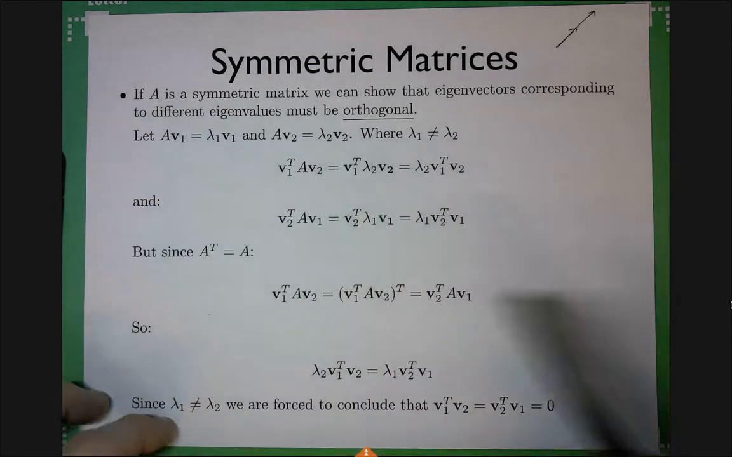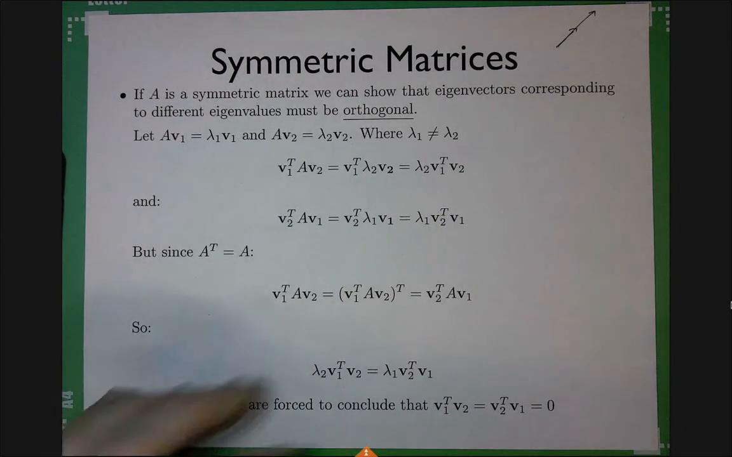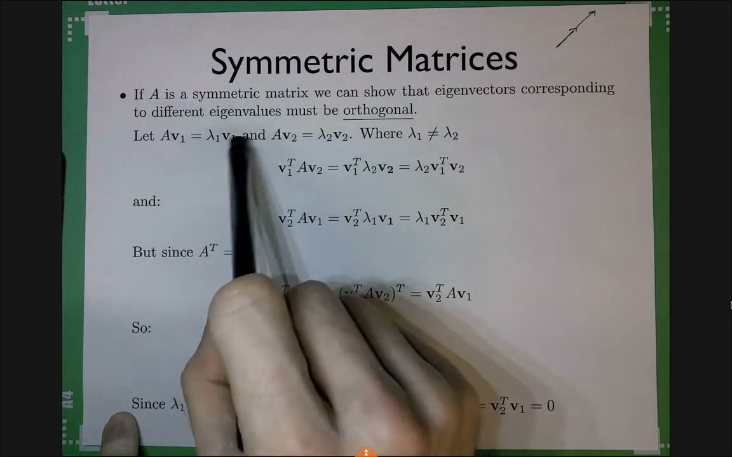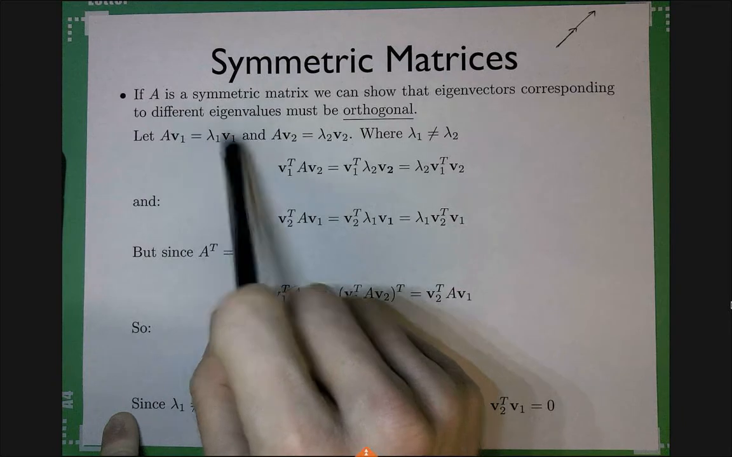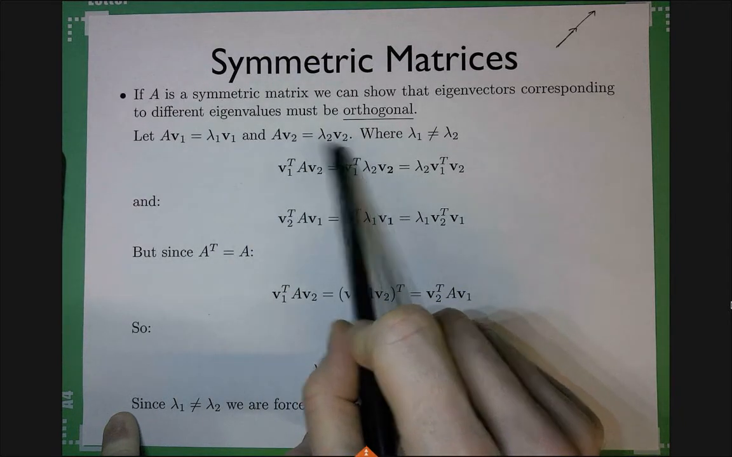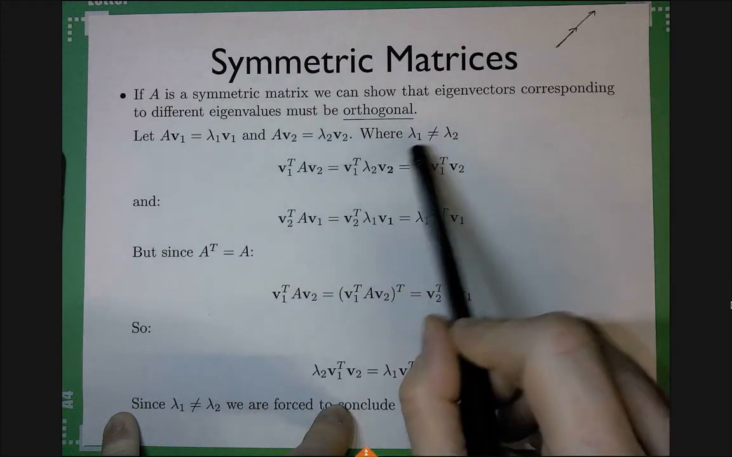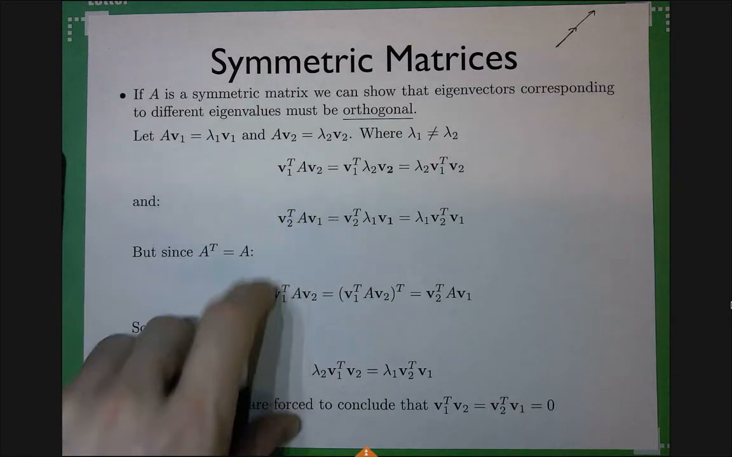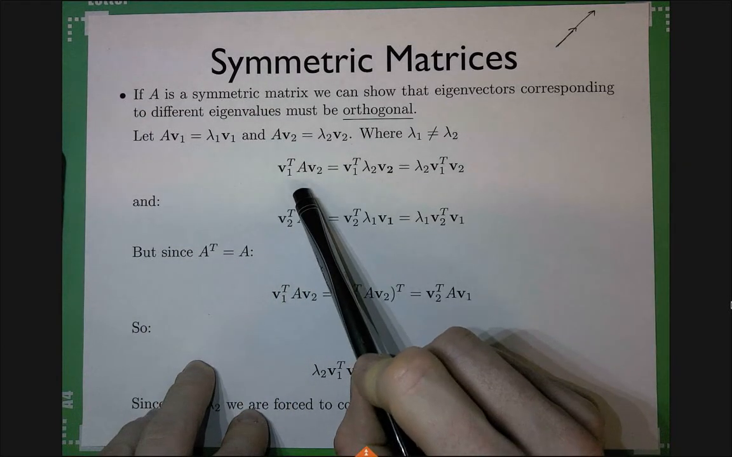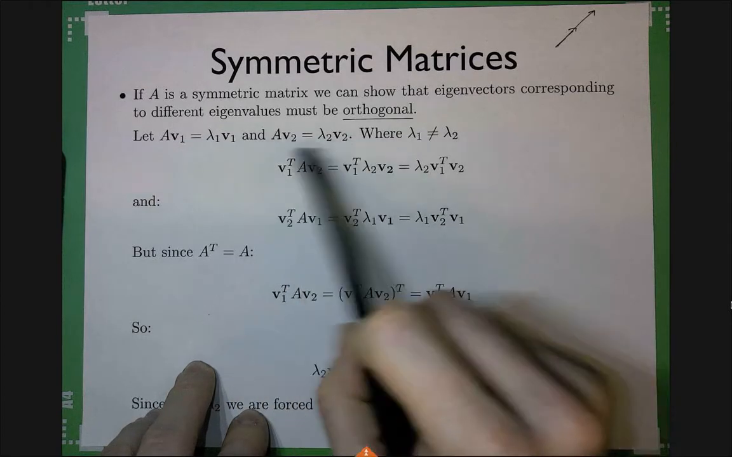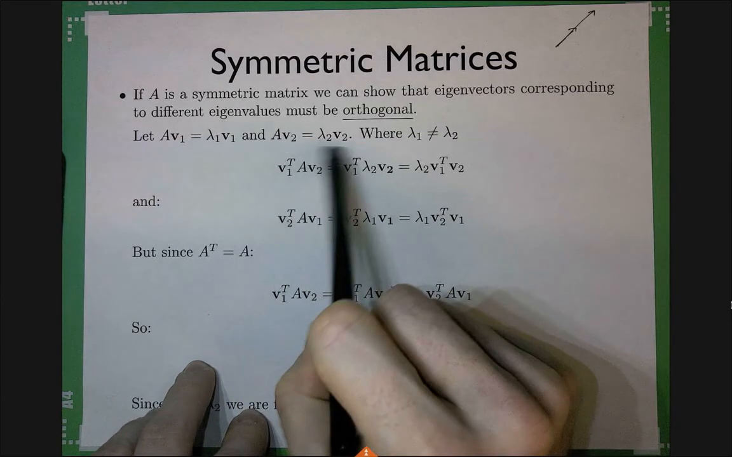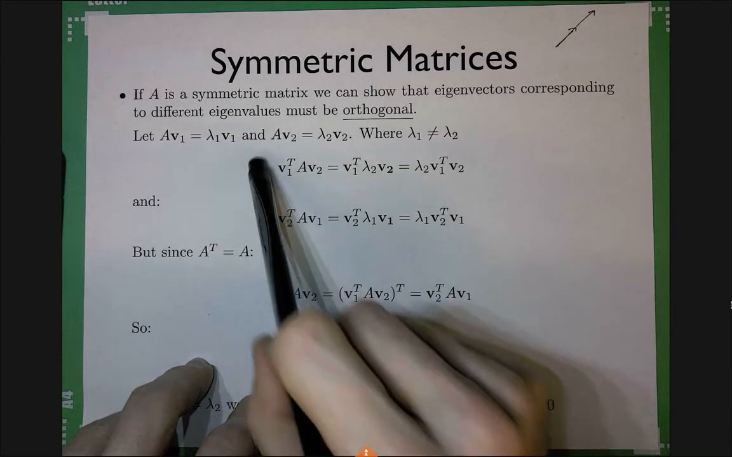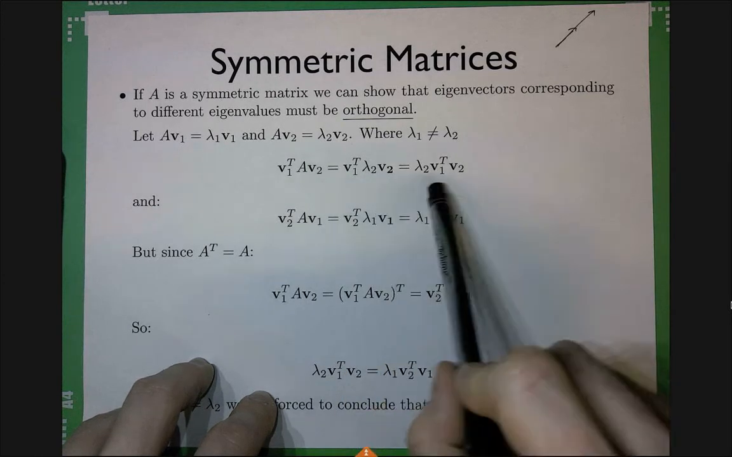So let's take a look. How can we prove this? My assumption is I have a symmetric matrix A, and I have an eigenvalue-eigenvector pair, and I have a different eigenvalue-eigenvector pair, such that the two eigenvalues are different, that lambda 1 is different from lambda 2. So what does that mean? So I can take the second equation here and dot product it with V1. So this gives me that V1 transpose AV2 is lambda 2 V1 transpose V2.